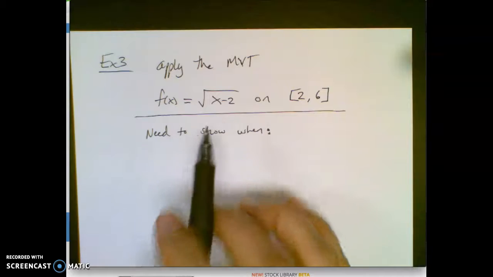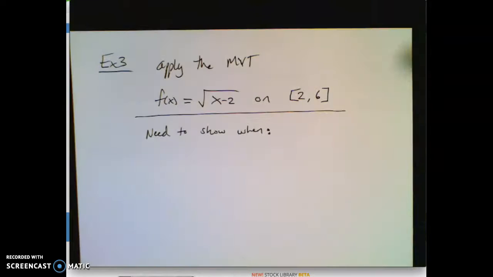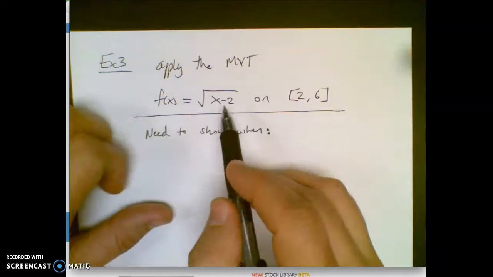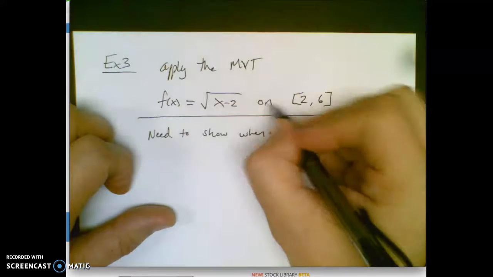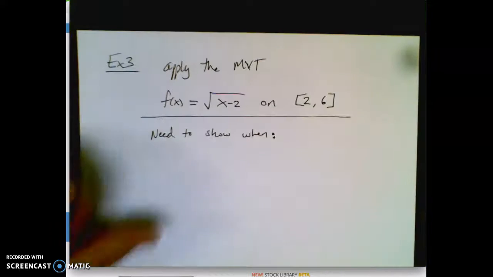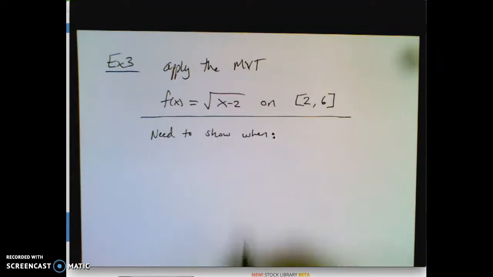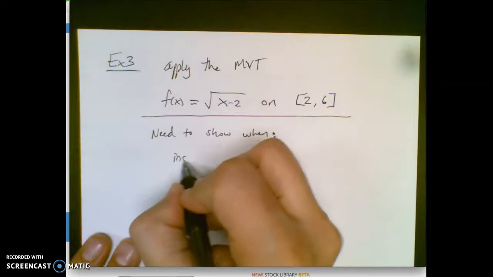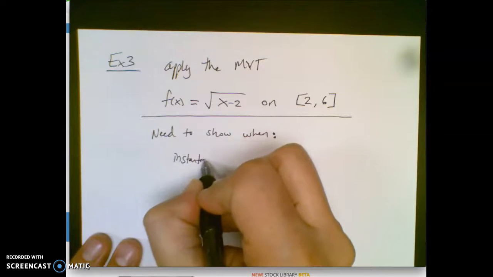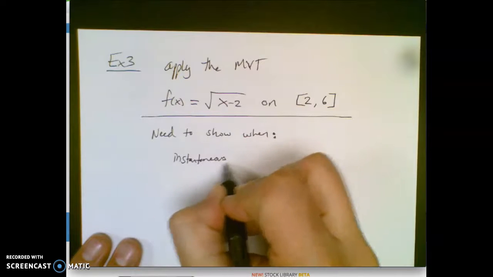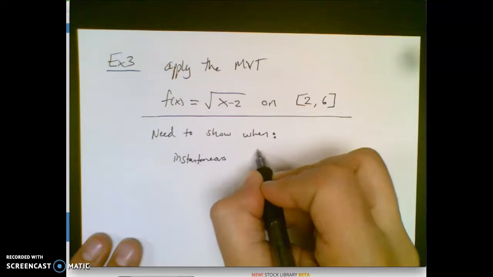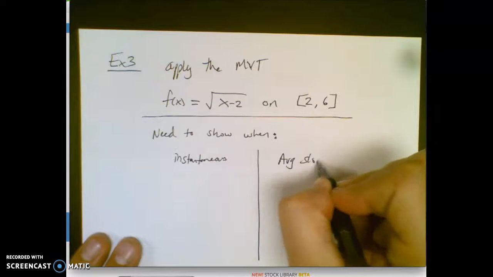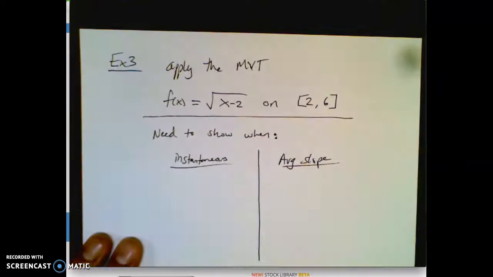So here's a pretty typical problem. Apply the mean value theorem for f of x equals radical x minus 2 on the interval 2, 6. Okay, so basically we need to show when the instantaneous slope equals the average slope. Okay, we need to show that.